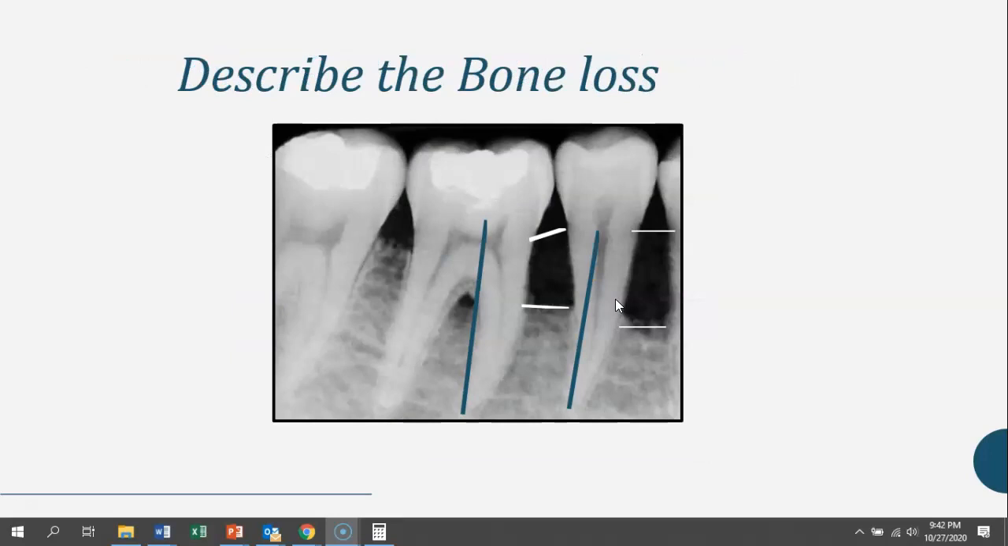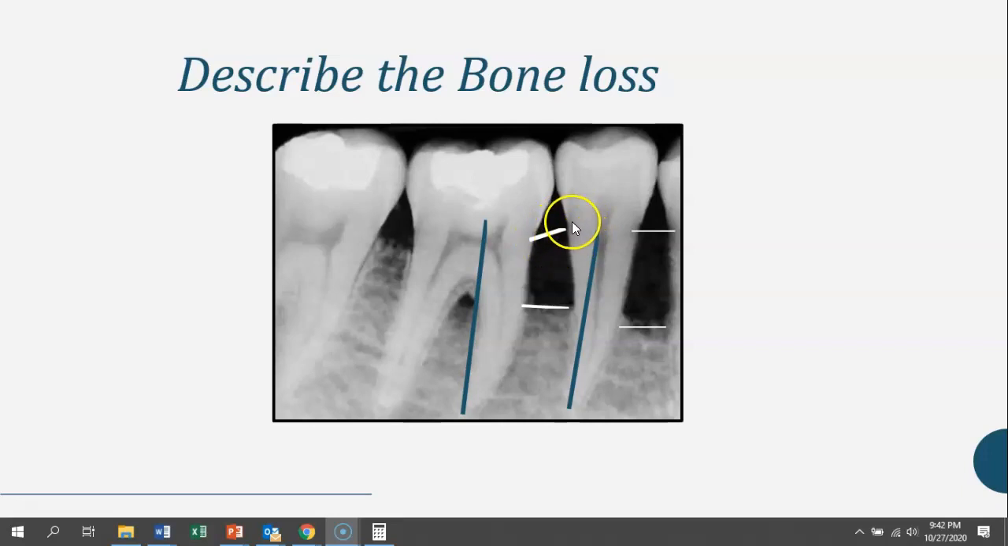So here's just some visuals to start to think about. You can actually print out pictures and draw on them until you get used to estimating, because that's what we do when we look at radiographs and estimate the amount of radiographic bone loss. It's a very educated guess, really, just the best we can do. And this isn't a very good line.